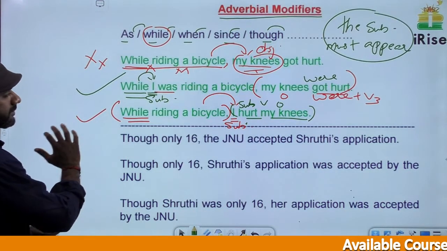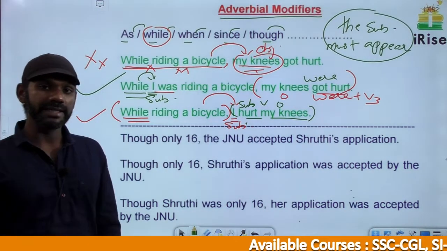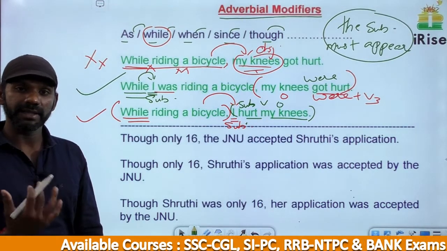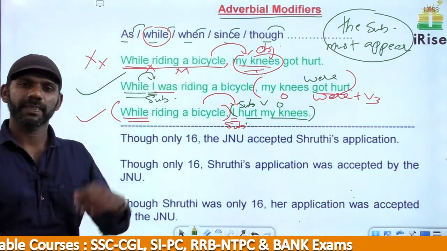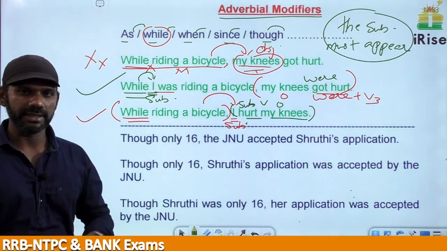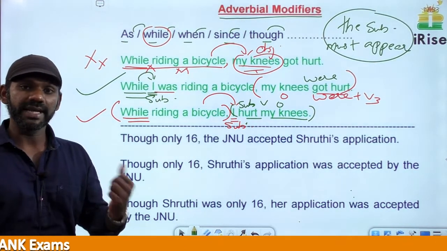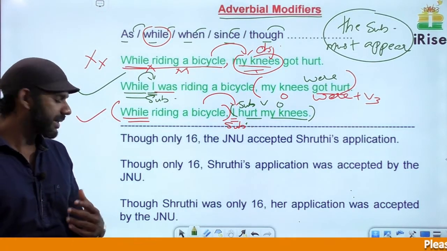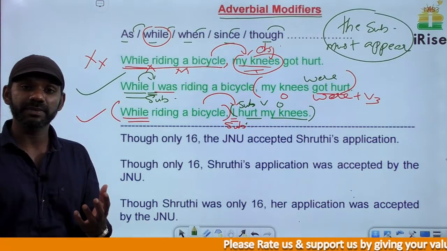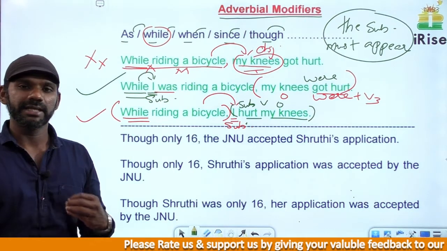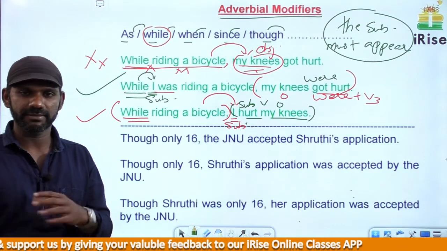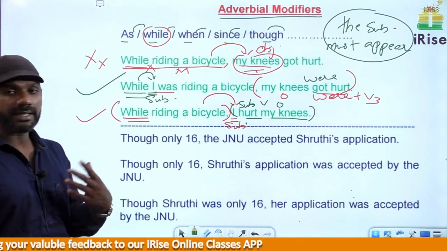I'll tell you an idea first, and we'll see which of these three sentences conveys my idea. My idea is this, listen. Shruti was 16 years old, right? Shruti applied to the JNU. Even though Shruti was only 16 years old, the JNU accepted her application, right? This is my idea. Clear? So which of these three sentences conveys my idea?